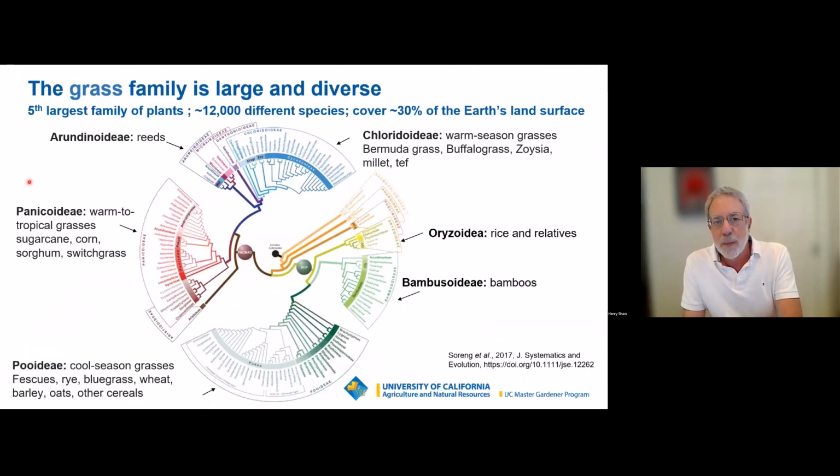Let's talk a little bit more about grasses. The grass family is huge. It's a large and diverse family of plants. It's the 5th largest family of plants with over 12,000 different species. Depending on how you define it, grasslands cover 30 to 50% of the land surface of the earth. They're probably the most cosmopolitan family of plants. Grasslands occur on every continent except for Antarctica.